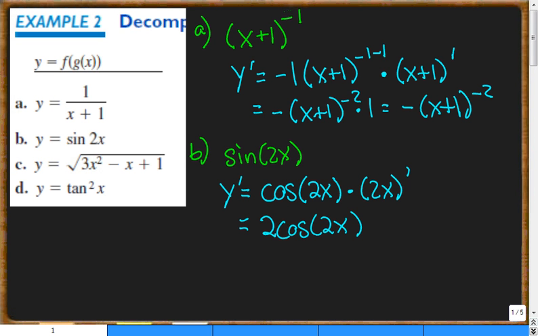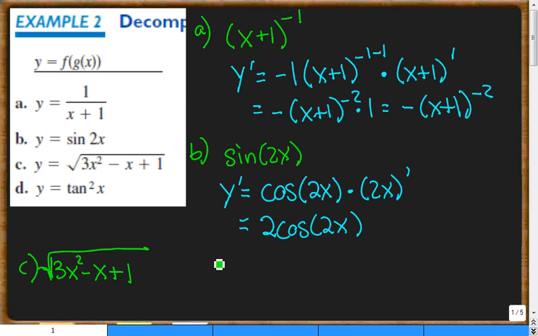Now if we look down here, so c gives us the square root of 3x squared minus x plus 1. Well, what's the inner function here? That's going to be this entire list here. So when we're adding and subtracting around x, that is the whole inner function. We are taking the square root of this whole thing. So that's the inner and outer.